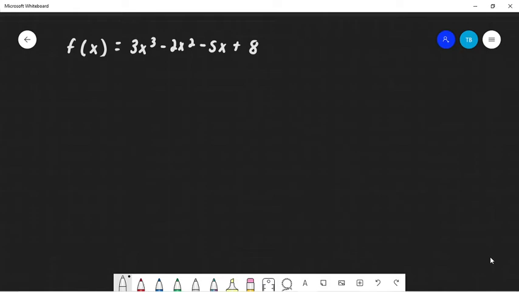We have f of x equals 3x cubed minus 2x squared minus 5x plus 8. The first thing we want to do is group all the terms together that have x's in them. So when we do that here, we'll have f of x equals parentheses 3x cubed minus 2x squared minus 5x, close parentheses, and then plus 8 on the outside.